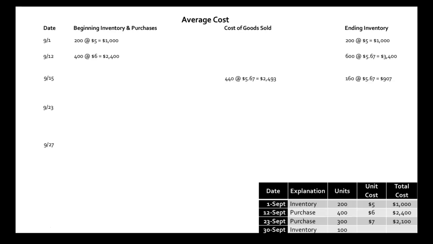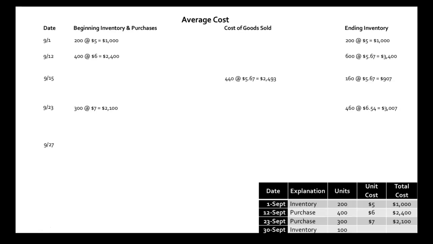Now our ending inventory, we just figure out how many units we have left, and our average unit cost, that $5.67, that number's only going to change with a purchase. So here, when you make a sale, it's exactly the same. So 160 at $5.67 will come out to about $907. Now on the 23rd, we make another purchase. We purchase 300 units at $7 a piece.